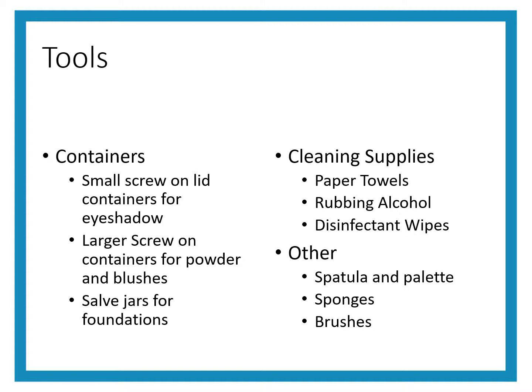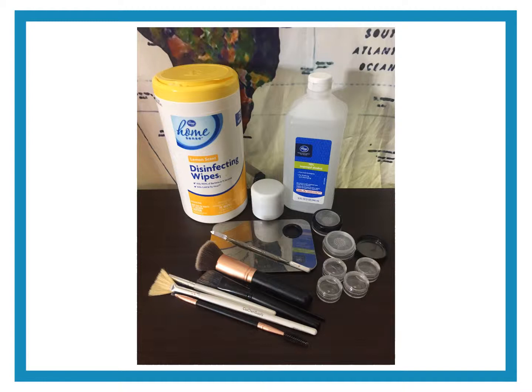So let's look at some of these supplies. You can see here, of course, we've got different types of brushes. In the middle of this picture, you will see that metal spatula and palette that I like to use to dip my products onto before I put them on my face. Disinfecting wipes, alcohol, salve jars. Now over here on the right hand side you see four little small jars that you can use for things like concealers, eyeliner, and eyeshadow. You can buy these in bulk. You can get a big bag of 50 relatively inexpensively.